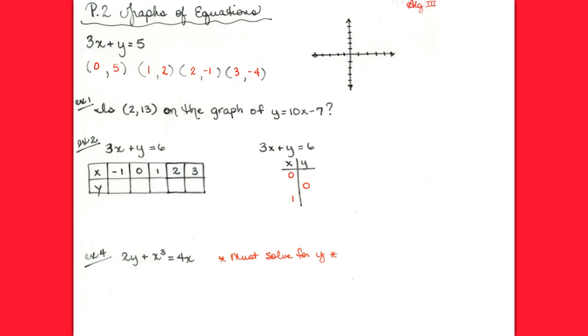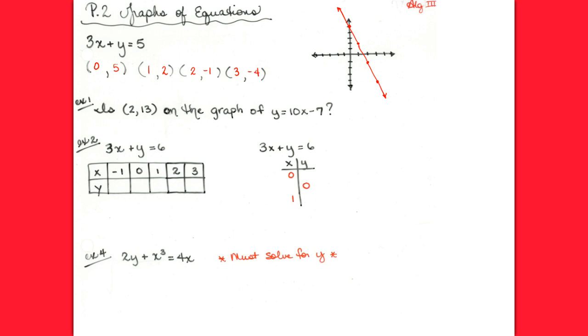If I plot those solution points, they will generate the graph of the equation. And so that would be the graph of the equation 3x plus y is equal to 5. So the solution points will be on the graph of the equation. We can use the solution points to generate the graph.